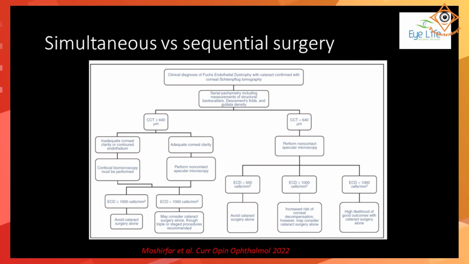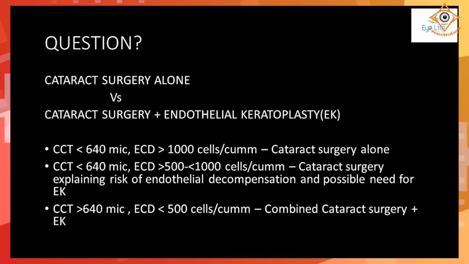To briefly summarize this chart, if you have a central corneal thickness of less than 640 microns and an endothelial cell density of more than 1,000 cells per square millimeter, you can safely go ahead and do a cataract surgery. If the CCT is less than 640, that is a thinner cornea, but the endothelial cell count is between 500 to 1,000 cells, you can do a cataract surgery, but you need to explain the possible risk of endothelial decompensation post-op and the need for a possible endothelial keratoplasty post-operatively to the patient.